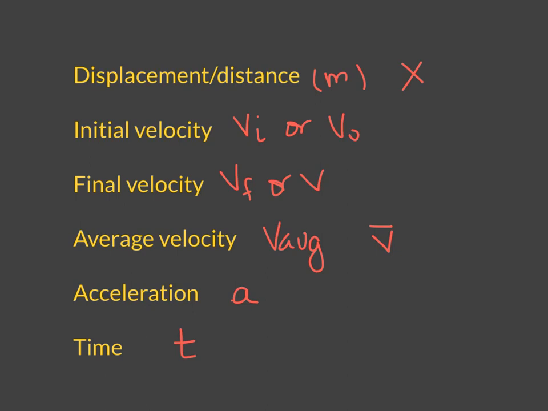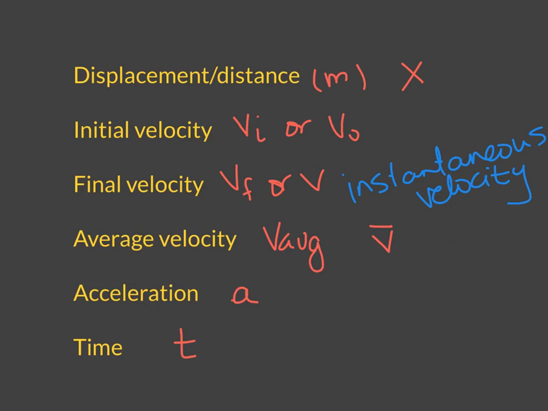Now, one of the things is we sometimes call this final velocity, we call it instantaneous velocity. So sometimes it's written as instantaneous velocity. Because it is your velocity at a certain instant. So notice it's not always the end.